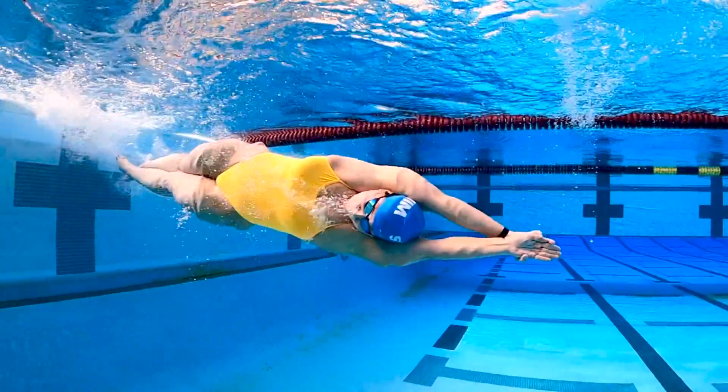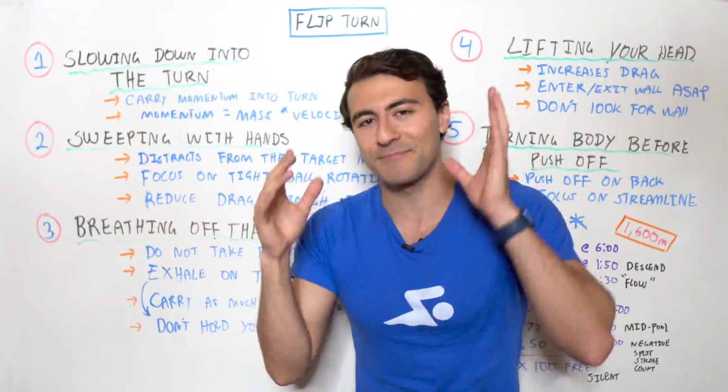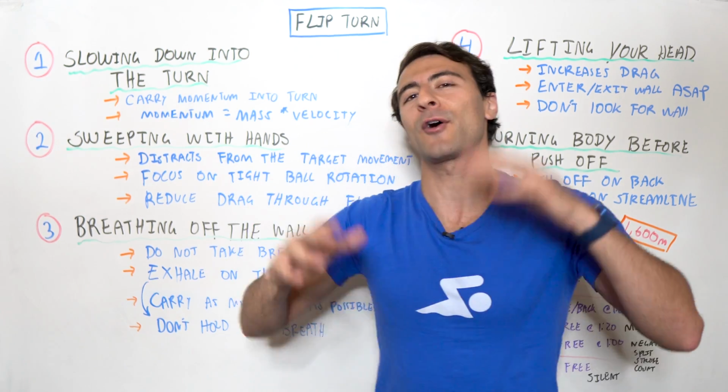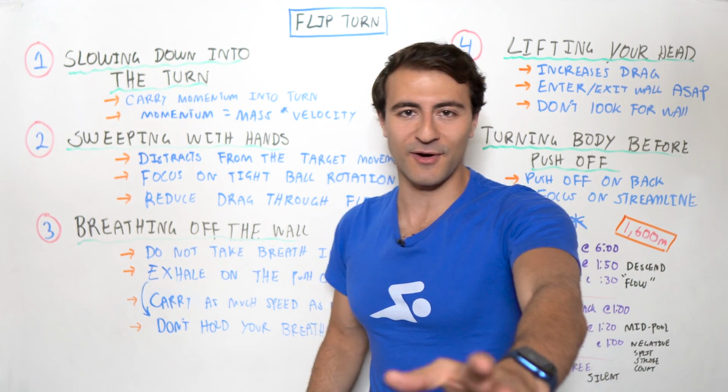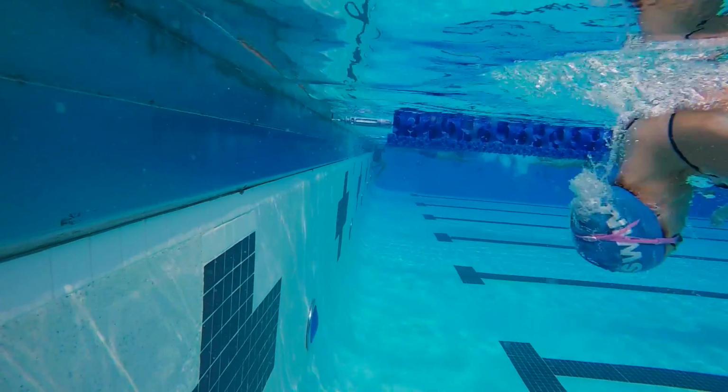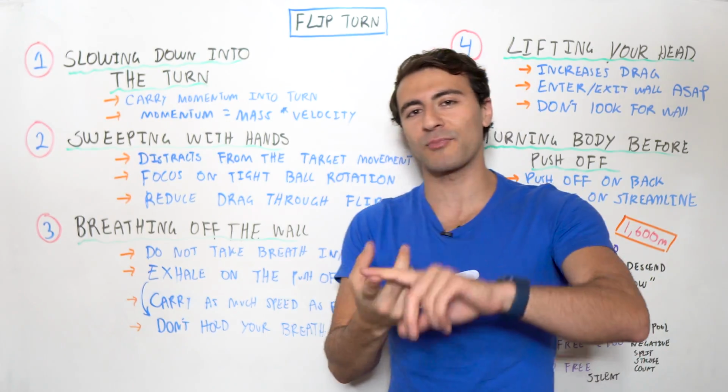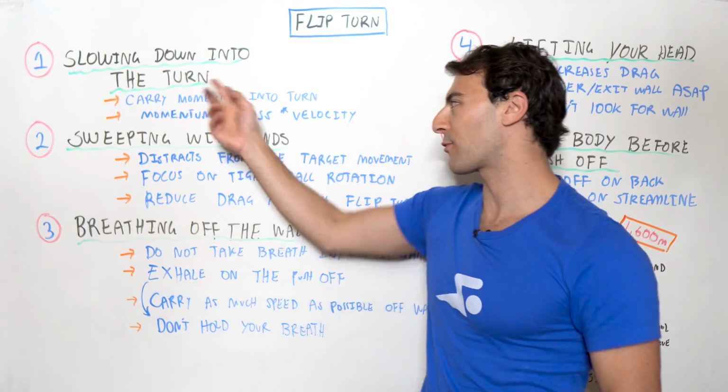Instead, you should try and accelerate into the wall, and this is one of the biggest mistakes that swimmers are making at all levels. So remember, moral of the story, swim fast into the wall. This applies for all the strokes, open turns, breast, back, individual medley, and of course, freestyle.